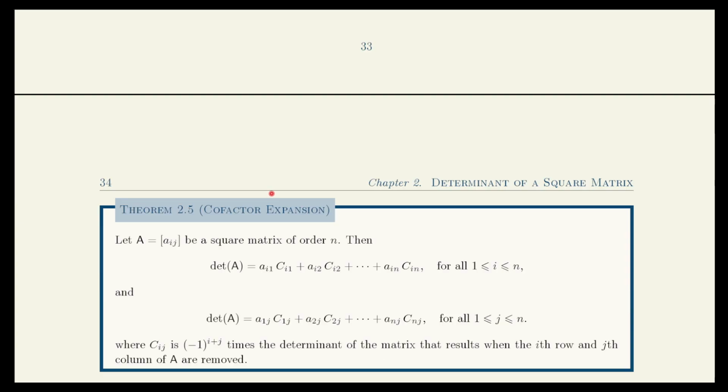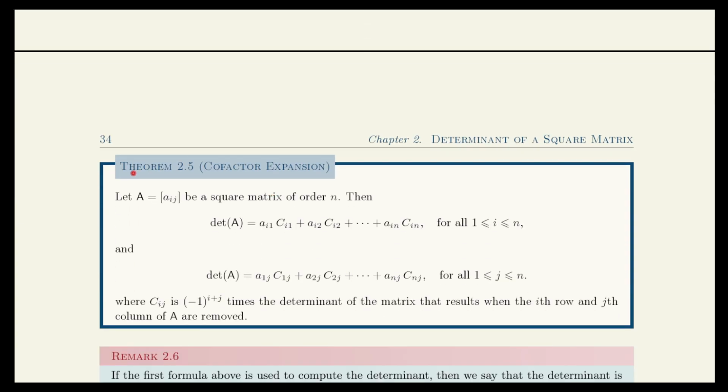Okay, so now there is a theorem, and that is called the cofactor expansion, because these matrices are called cofactors. It tells you it doesn't matter which row you choose to do this process. I will not prove this. The proof is technical, but I want you to know about it.